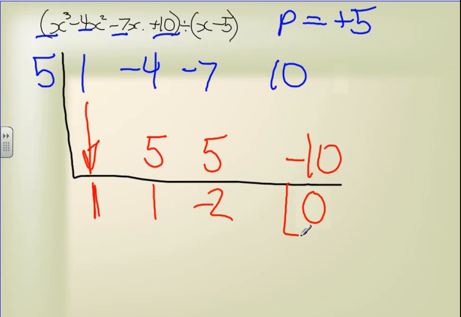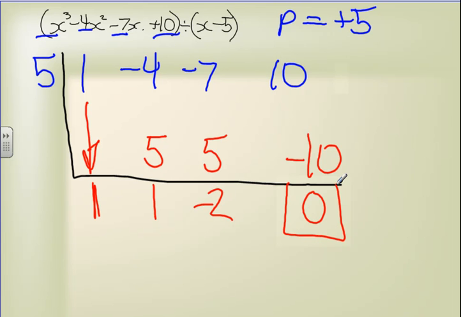Put a box around this very last number. That is the remainder for our answer. Because I have a 0 there, that means that x minus 5 went in evenly. If I had any number there, that would be a remainder, and that would say that x minus 5 did not go into our equation evenly.